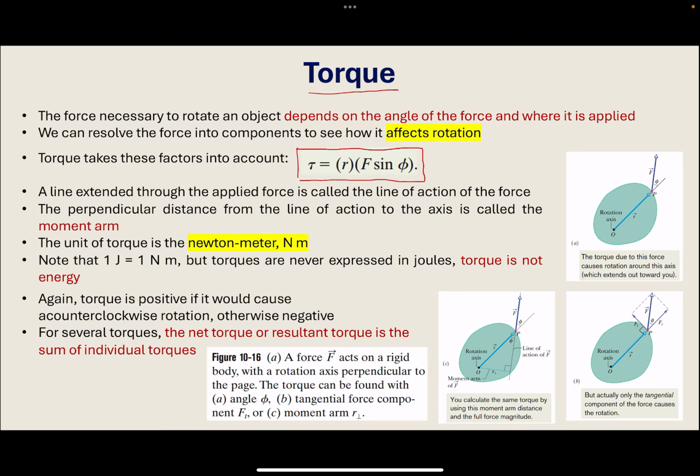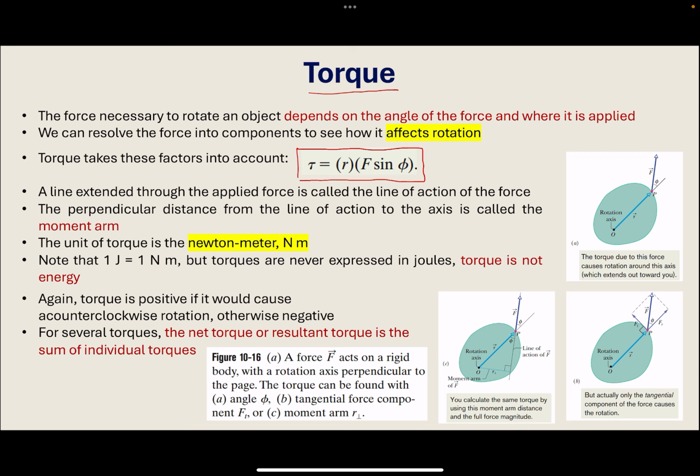Think about opening a door. If you push near the hinge, the door barely moves. But if you push at the other edge, at the handle, the door rotates easily because the moment arm r is larger. The line of action is the extended line along the direction of the force, and the moment arm is the perpendicular distance from this line to the rotation axis. And the unit of torque is Newton meter. Even though 1 joule equals 1 Newton meter, torque is not energy because it doesn't represent work done, but rather the tendency to rotate.